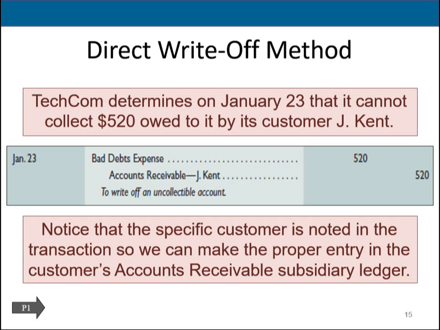Note that the customer is specified in this entry. This creates a record of the fact that J. Kent didn't pay and should not be given credit in the future.